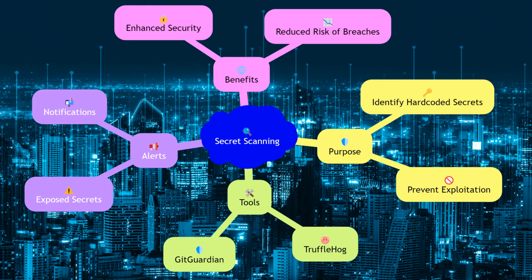Secret scanning involves checking your codebase for hard-coded secrets, such as API keys, passwords, and tokens. These secrets can be exploited by attackers if exposed. Tools like GitGuardian and TruffleHog can automate secret scanning, alerting you to any exposed secrets in your codebase. By implementing secret scanning, you can ensure that sensitive information is not inadvertently exposed, reducing the risk of security breaches.